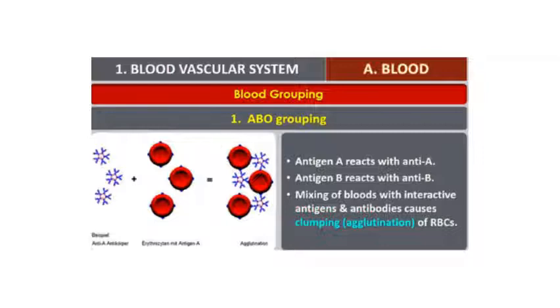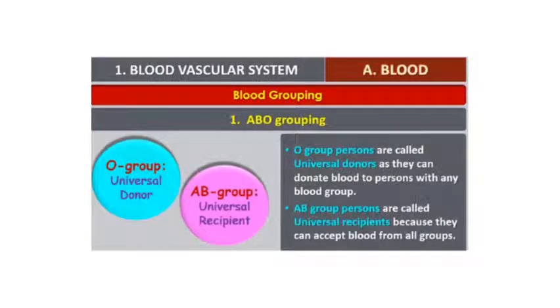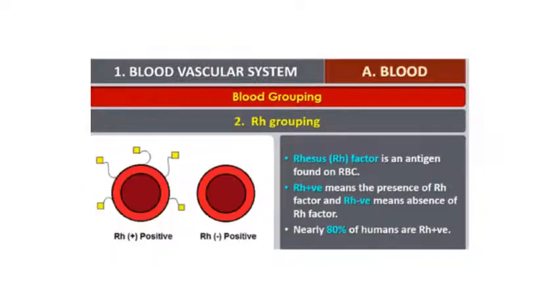Generally, antigen A reacts with anti-A, antigen B will react with anti-B, and the mixing of bloods with interactive antigens and antibodies causes clumping of the cells, as we can see in the figure. So this is also called agglutination of RBCs. That's why while donating the blood, it is very important to check the blood group. So this is how we find out that people with O blood group are universal donors and AB group are generally universal recipients because they can accept from all blood groups.